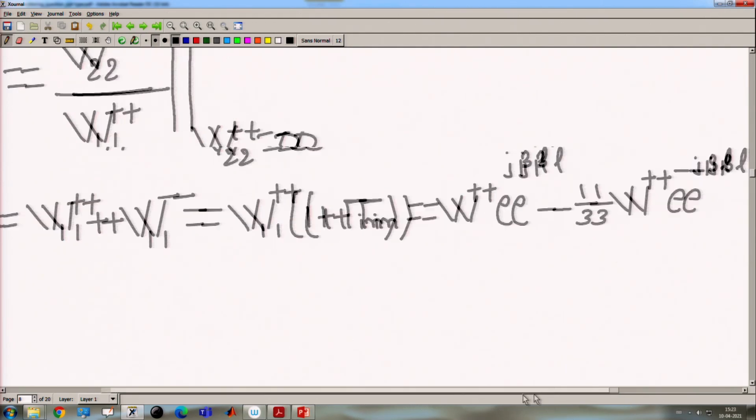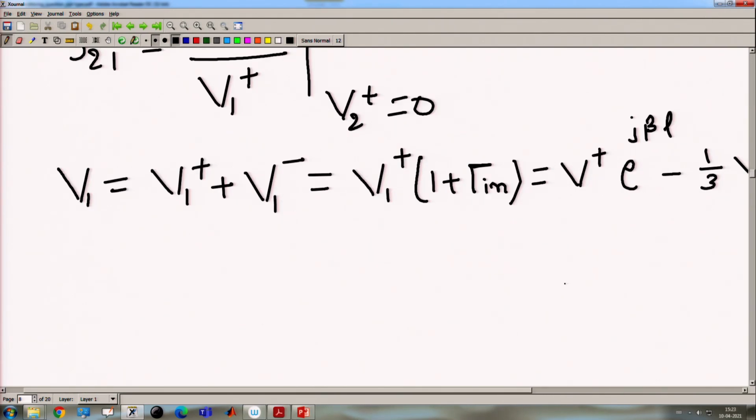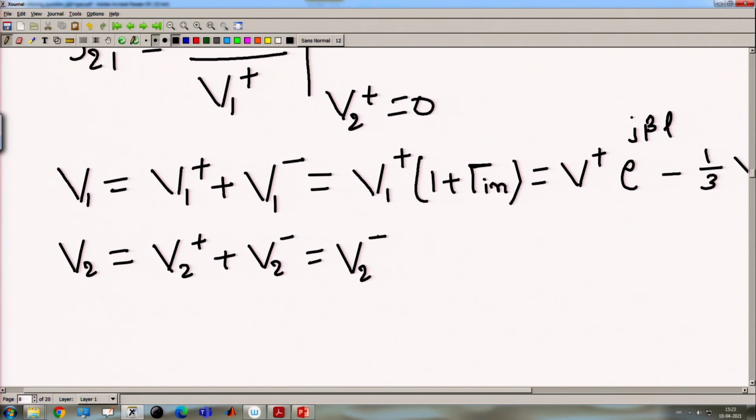Similarly, for port 2, that is at Z equal to 0, V2 equals V2 plus plus V2 minus, and V2 plus equals 0, because we are finding S21. So, V2 minus will be equal to V plus at Z equal to 0, V plus (1 minus 1/3) at Z equal to 0.